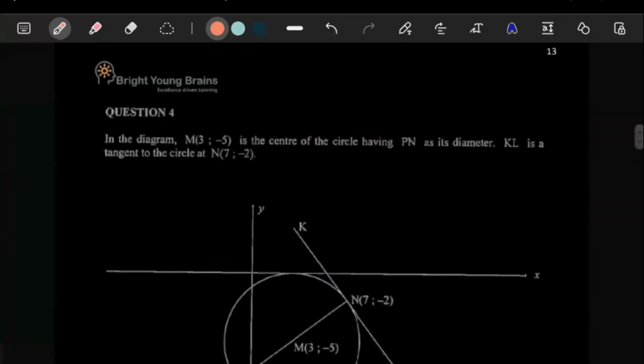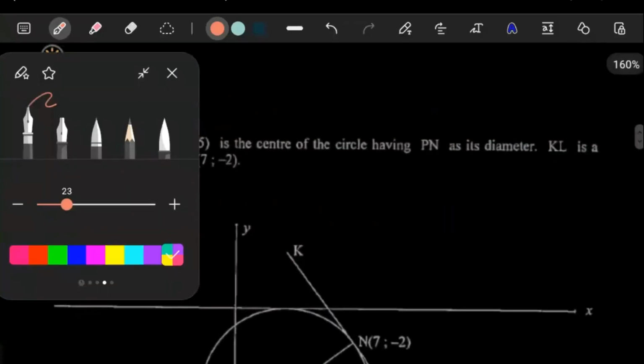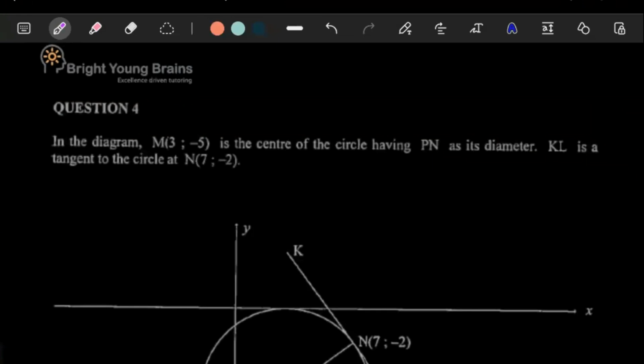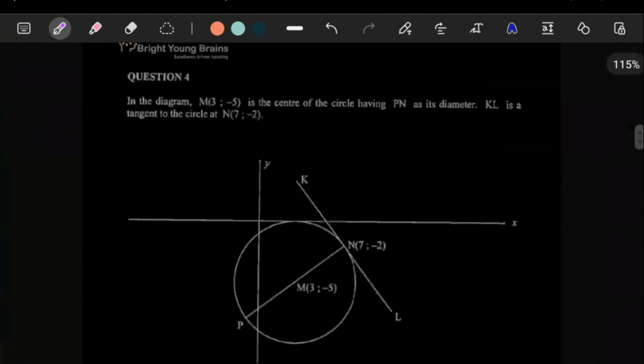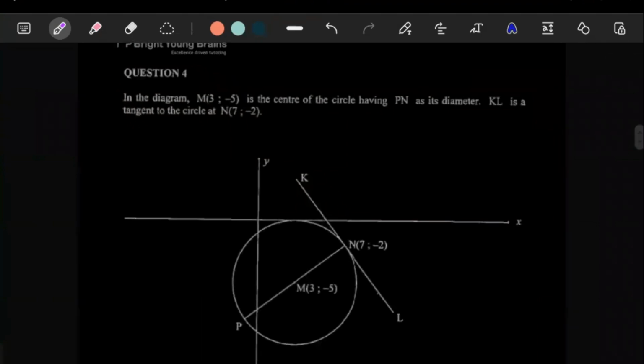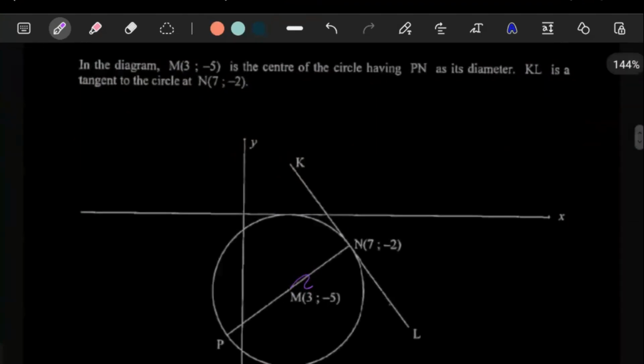Question number 4 looks as follows. It says question number 4, right? Looks like a straightforward question. It says in the diagram, M is the center of the circle having, whoa, we shouldn't be reading only, we should be reading and looking at the sketch. They said M, right? Which is this point here. It is the center of a circle having PN as its diameter.